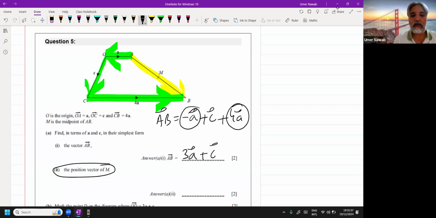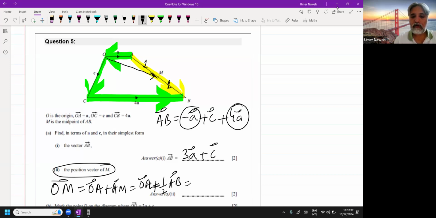Whenever he uses the word position vector, it means that I want to join this with the origin. So the OM vector is to be found. The closer direction is from O to A and A to M. Since M is the midpoint, it will divide the line into two equal parts. So I'm going to write here OA plus half of AB. OA is A, and half of AB.